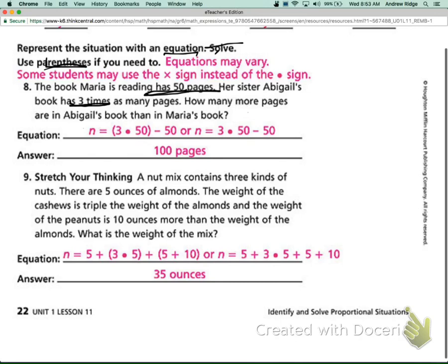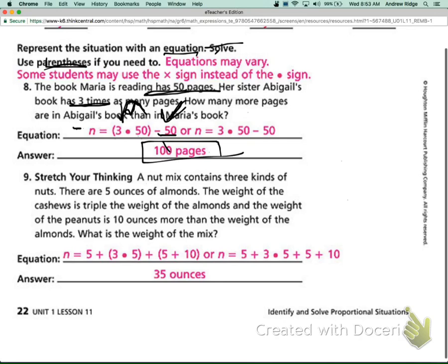Alright, so we use n as our variable. 3 times 50 gives us Abigail's book. Then we minus 50, because then we have to take away Maria's book to figure out exactly how much more Abby's book is, right? So it's 3 times 50 to figure out how much is in her book. Then we subtract the original book. Yeah, you can put parentheses or not. Anyway, you end up with 100 pages.